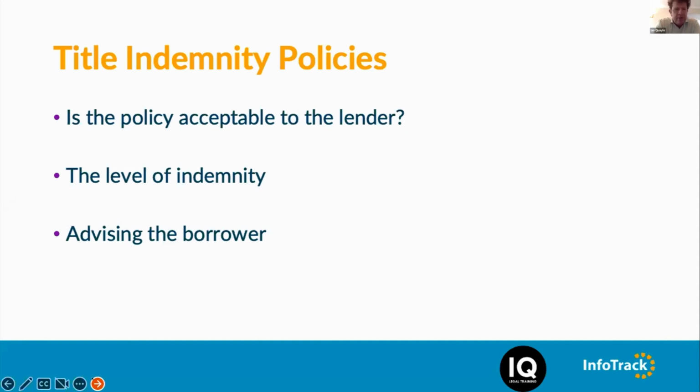Second issue, the level of indemnity. Always check what a lender wants. This is a sort of personal crusade of mine, to be honest with you, because the level of indemnity in connection with a title indemnity policy is an arbitrary sum, isn't it? You don't know if your client becomes embroiled in litigation, what sort of costs could be incurred.